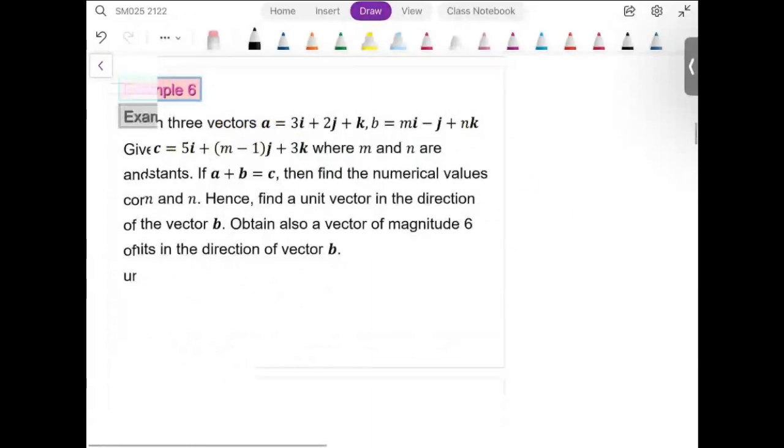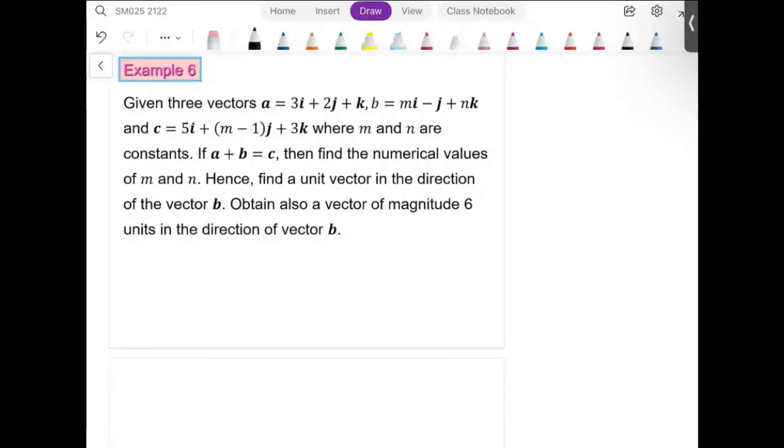Kita pergi last question for this one, for today. Soalan tu panjang sikit tapi jangan risau. Okay. So, given 3 vectors, we have vector A, B and C. Ni pun ada tersalah sikit notation kat sini. Vector lah tu. Okay, vector A, B and C, and then where M and N are constants. Okay, if A plus B equal to C, that is our info, then find the numerical value of M and N. Hence, find a unit vector in the direction of vector B. Also obtain a vector of magnitude 6 units in the direction of vector B.